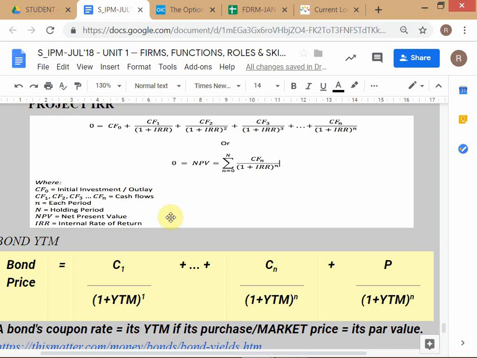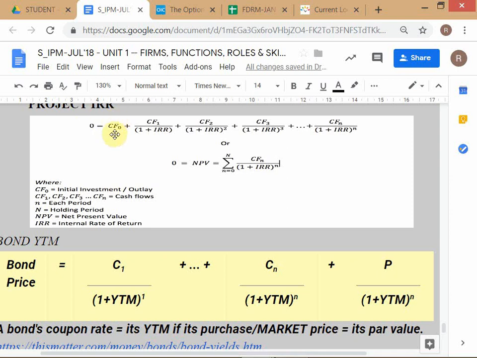Okay, here's a clue. Normally, when you mention the CF0, what kind of sign does it have, plus or minus? Minus. It has a minus sign because you're investing. It's an outflow. So can you take it to the LHS? Yes, sir. If you take it to the LHS, then they start looking similar. Do they look similar now?